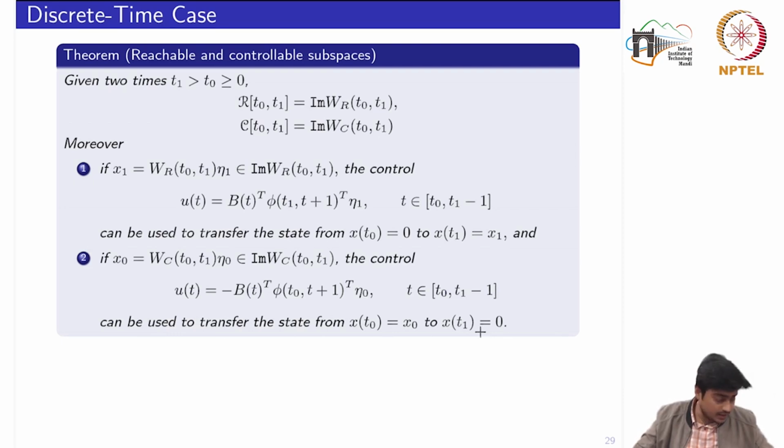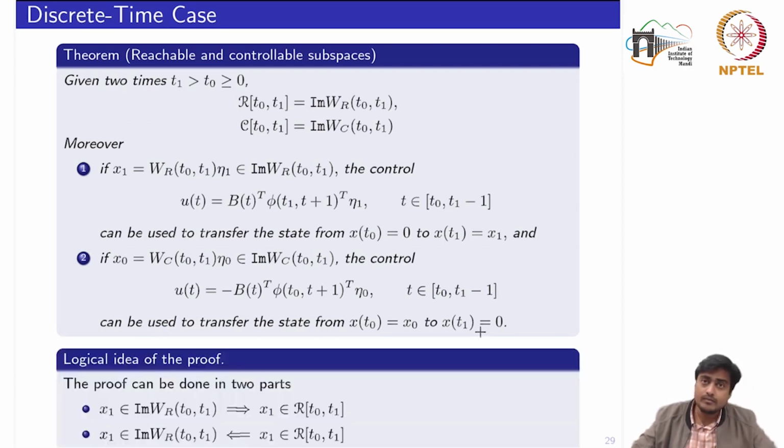We won't be going through the proof for this, because we have already seen the proof for the continuous time system, but you can do it yourself. The idea is that we need to do the proof in two parts, basically both-way implications. That is to say, if x1 belongs to this subspace, it implies that x1 also belongs to the reachable subspace, and then the other side implication. Once both these implications are shown for the reachability Gramian and controllability Gramian, you have the proof for this theorem.